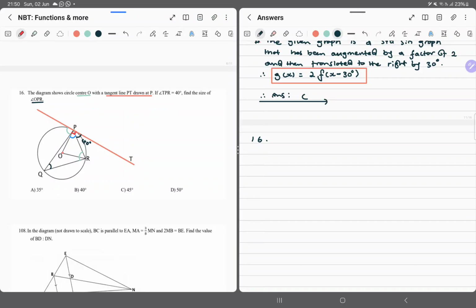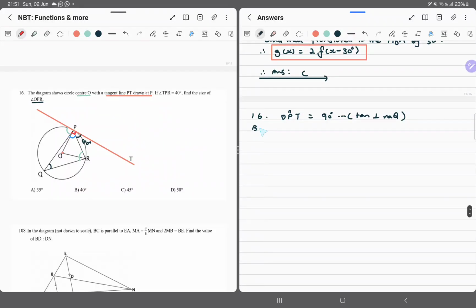So we can simply say here, OP is perpendicular. In fact, let's not even use that statement. We can just say angle OPT is equal to 90 degrees. This is because the tangent is perpendicular to radius. Easy.